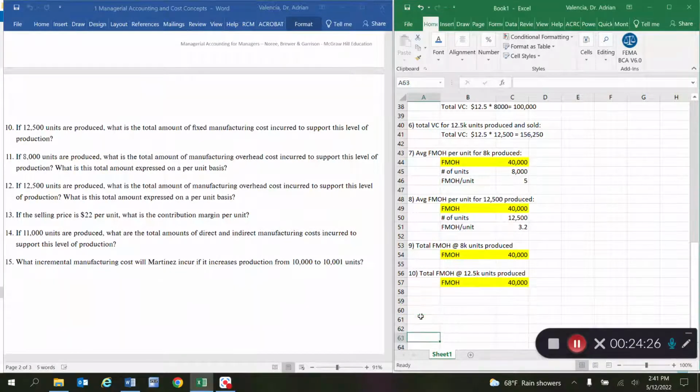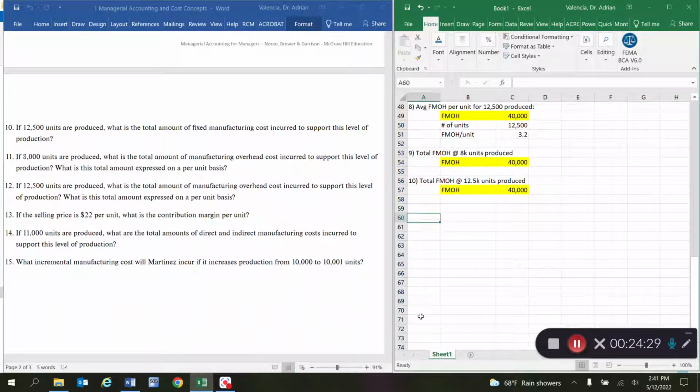Okay, so now let's look at question 11. Under 11, we are being asked, if we produce 8,000 units, what is the total amount of manufacturing overhead cost incurred to support this level of production? What is this total amount expressed on a per unit basis? So first, let's start by coming up with the total manufacturing overhead. So this includes both variable and fixed, okay?